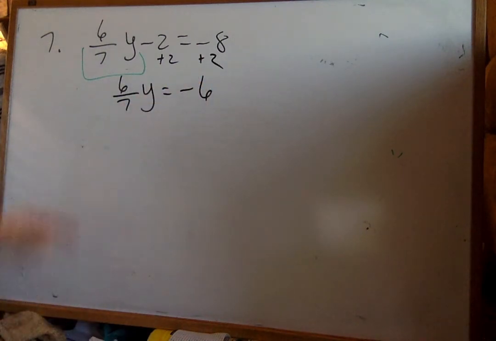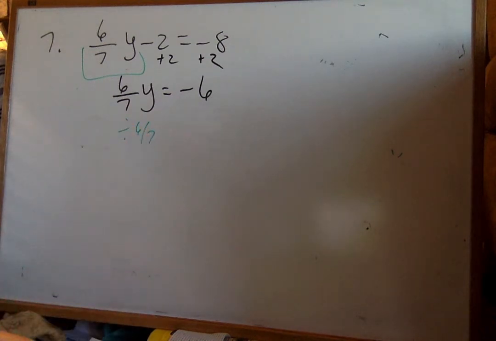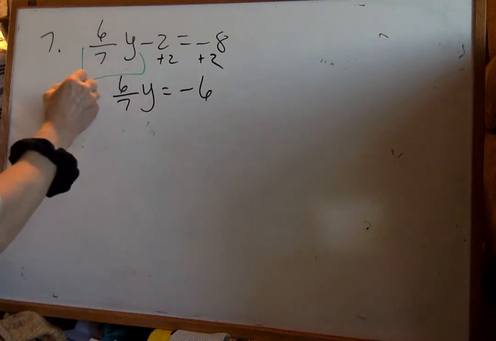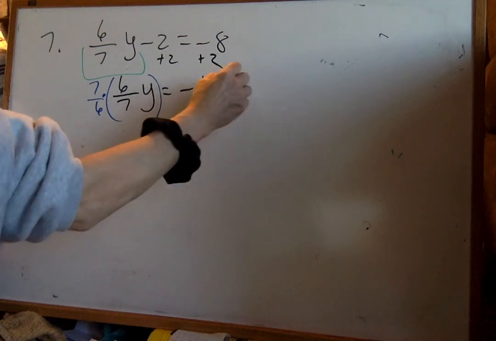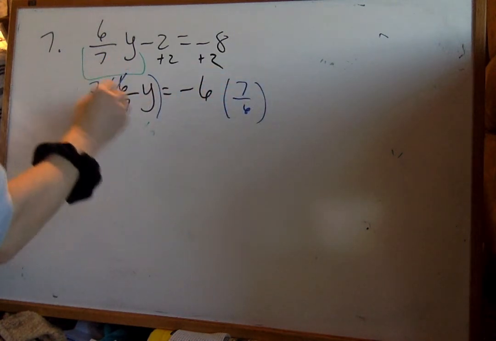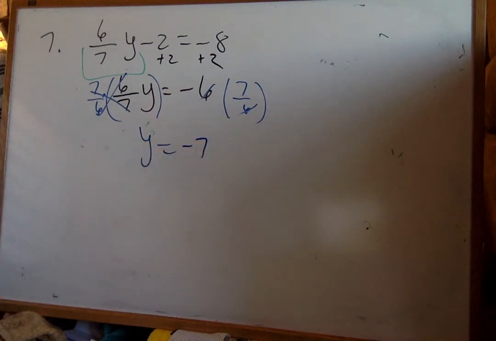Okay. Now, many of you want to say divide by 6/7, which is completely correct. And as long as you know how to divide by a fraction, you're perfectly fine. I just want to present the exact same concept in a slightly different way. How about if we times both sides by 7/6? That goes away. The 6's go away. So y equals -7.